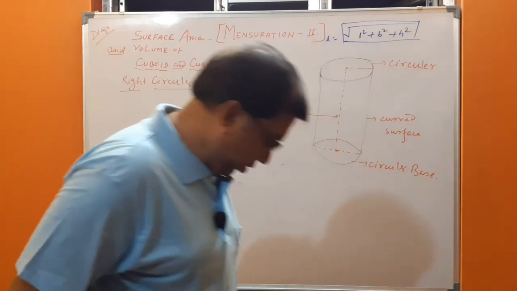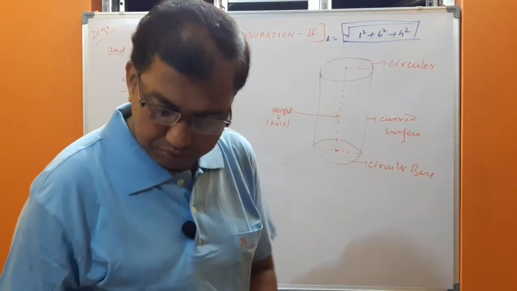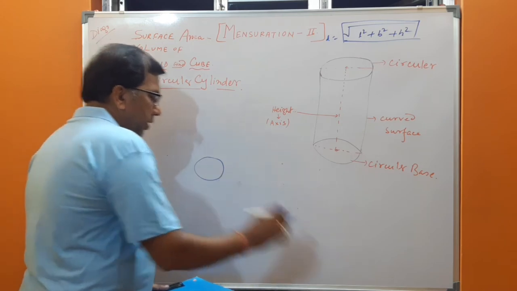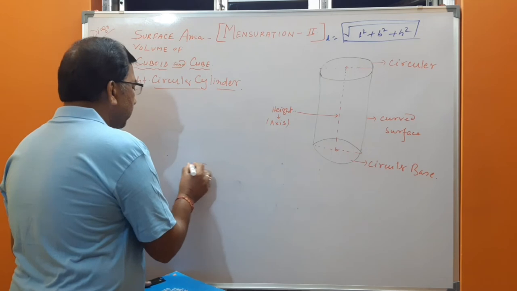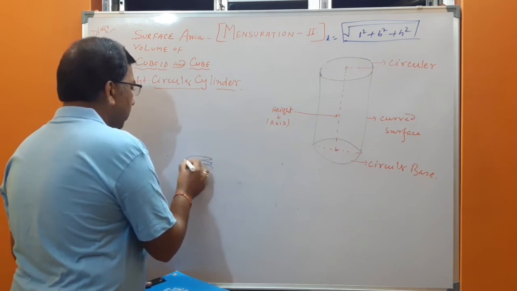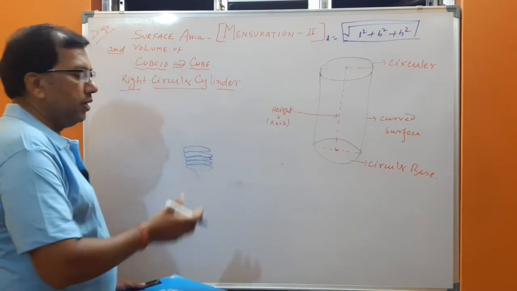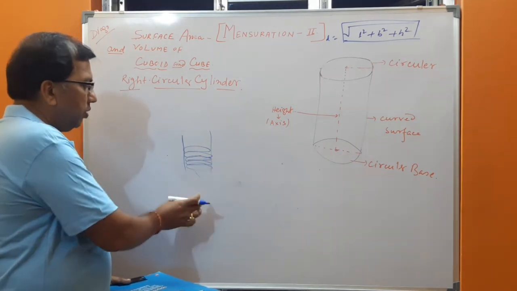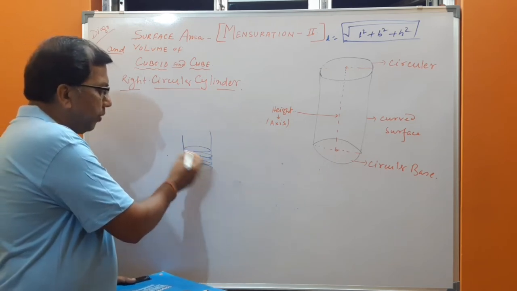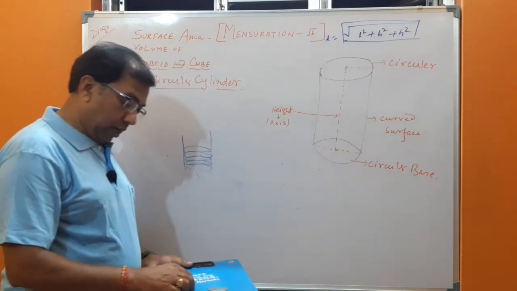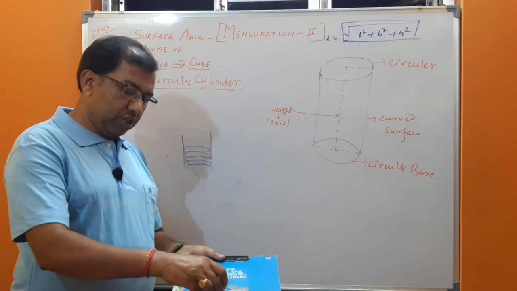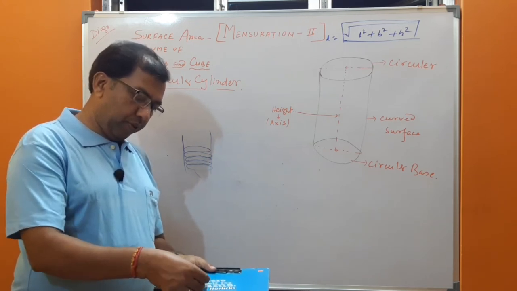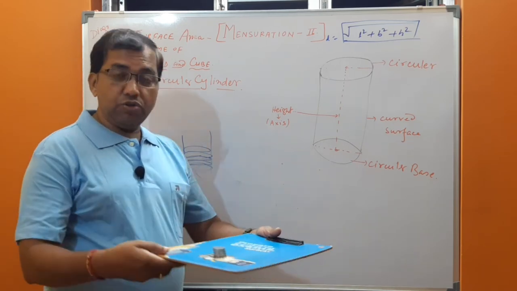Suppose you stack some circular sheets this way. The number of sheets you give will be the height, and each sheet is the same, with a circular base. In this case you have to find the volume. Suppose I am given circular coins, and I stack each and every coin here. Can you see the circular cylinder?